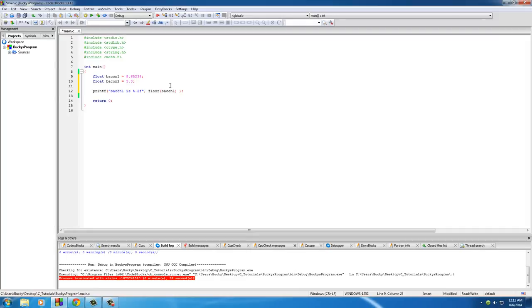Well, your computer isn't as smart as you. It either says, okay, am I gonna round this number up or down? And you have to tell it explicitly what to do. So no matter what it is, floor is going to round it down. So I'll demonstrate that by putting bacon 2, and I also want to copy this and show you guys the other function, which is ceil.